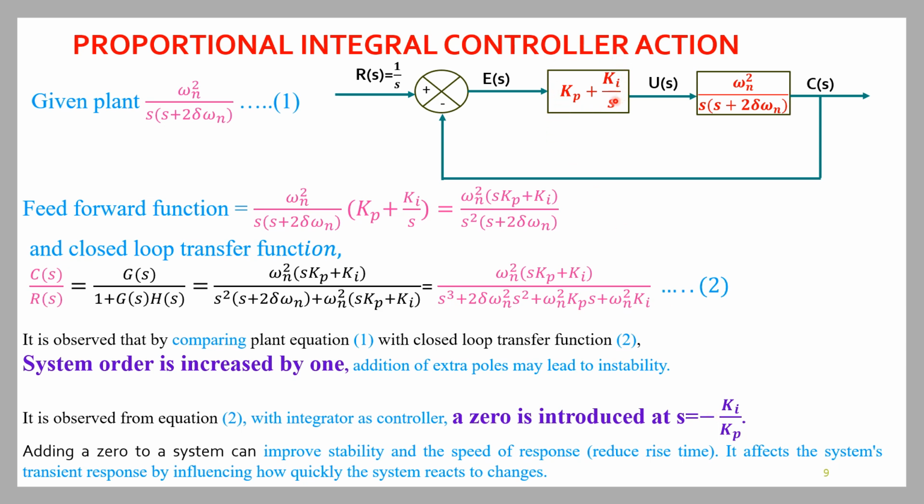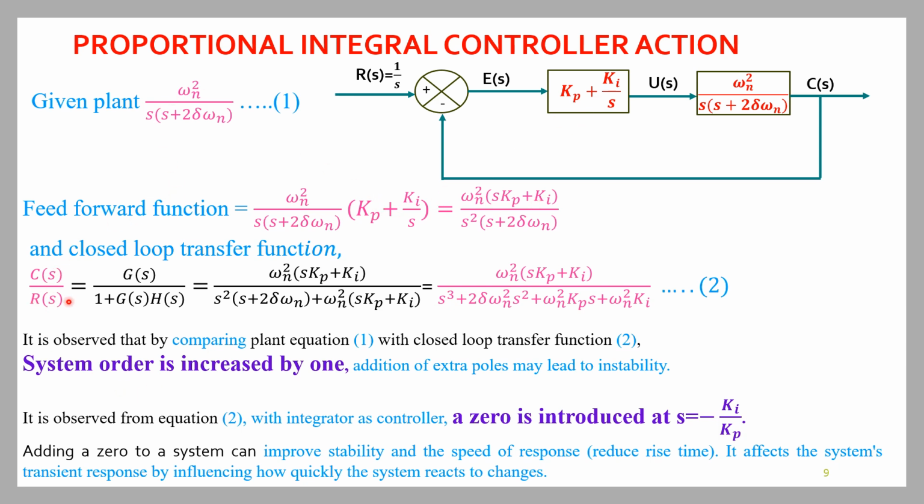So the transfer function of the proportional integral controller is Kp plus Ki by s, and for the open loop transfer function G(s) I have taken a basic second order system. So it is omega n squared divided by s times (s plus 2 zeta omega n), where omega n is called the natural frequency of oscillation, and zeta is the symbol corresponding to the damping factor. So the feed forward function is nothing but the product of these two terms in cascade. So the feed forward function is omega n squared divided by s times (s plus 2 zeta omega n), times (Kp plus Ki by s). Now this is my open loop function.